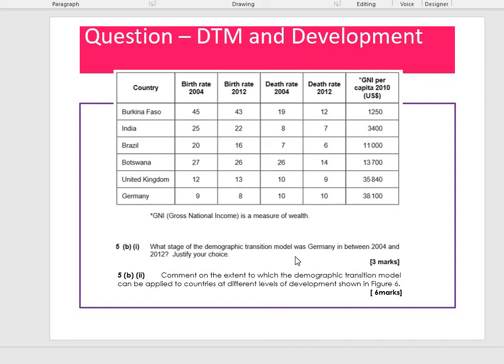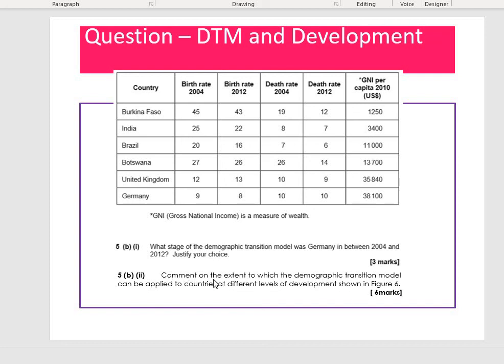Okay, so you have to make your decision. Is it stage 3? Is it stage 5? And you have to say why. So what's happening with those birth rates and death rates that made you make that choice? Okay, and then use this data to help you answer this. Okay, how can the demographic transition model be applied to countries at different levels of development?